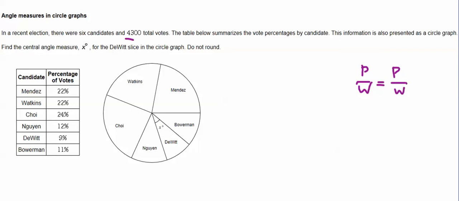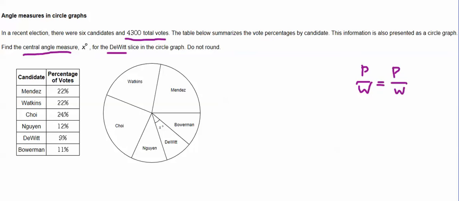But looking to our numbers, we have 4,300 total votes. They're asking us for the central angle measure for DeWitt. And then they've given us a bunch of information in percents. Remember that percent means out of 100. So when I'm looking at Mendez, this means 22 out of 100, a part of 22 for every 100 votes. Watkins, again, 22 out of 100. Child, 24 out of 100. All the way down to DeWitt, which we're looking for, is 9%, 9 out of 100. So we've got extra information here. We have to make sure we get our proportions set out correctly.